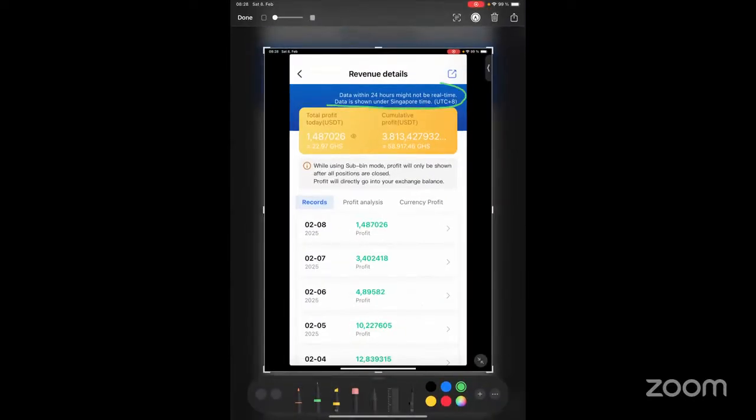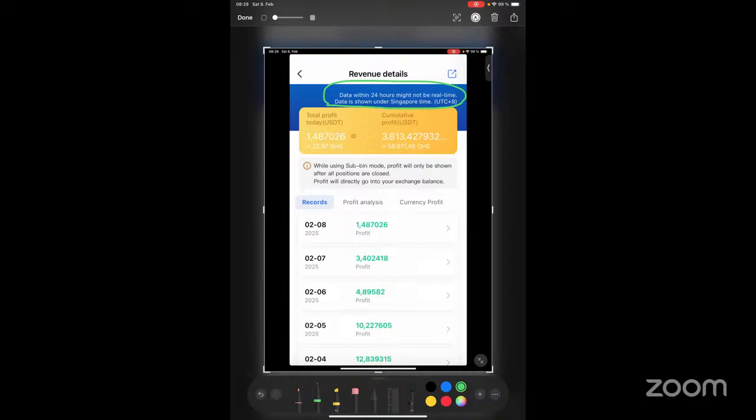There is an information here. Data within 24 hours might not be real time. Data is shown under Singapore time, UTC +8. Okay, so the Royalq application follows the Singapore time. That is why if you are not in a country or an area that uses UTC +8, you'll be noticing that you start making profit for the next day, even though in your country you haven't yet entered into the next day. That is the reason why.